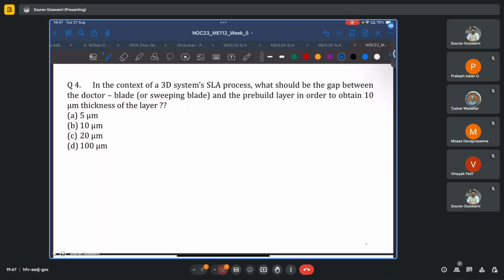Question 4 is asking us, in the context of 3D Systems SLA process, what should be the gap between the doctor blade or the sweeping blade and the pre-built layer in order to obtain 10 micrometer thickness of the layer? So just a quick schematic. This is my vat. This is my build stage. This is my part. We saw how the part, in fact, is protruding some distance out of the liquid vat. On top of it is the excess resin.